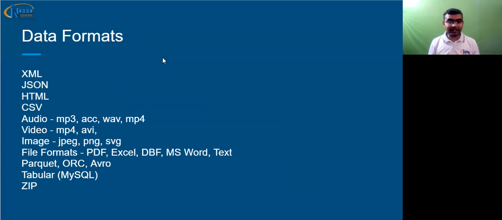Okay, now we need to understand what are the different formats of the data we get. So we get data in the form of XMLs, JSON, CSV, HTML, which is semi-structured type. And if I come to audio, video, images, and file formats like PDF, Excel, DBF, they are mostly unstructured data. Again, Parquet, ORC, Avro are semi-structured formats. Then we can have compressed files like zip or tar. We can have tabular formats from MySQL, from Oracle SQL, from similar PostgreSQL. So different formats of data we do have, which we migrate.